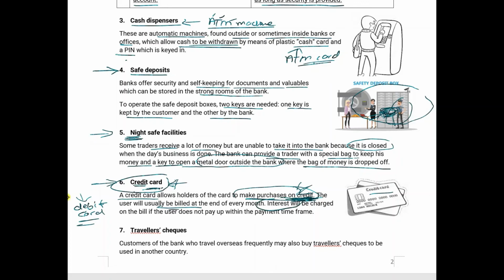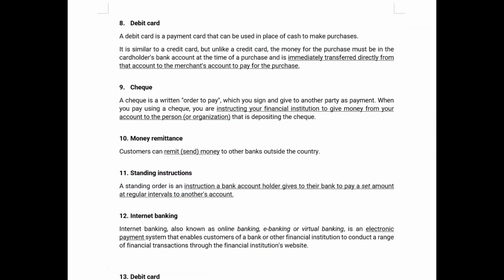Okay, and lastly, the traveler's check. Okay, as you can see, check for the traveler. So this traveler's check can be used by customers of the bank who travel overseas frequently. Okay, so you can buy the traveler's check in a set amount. So if you want to make payment when you go overseas, you can give the traveler's check to the counter, and you have to sign your name at the bottom.